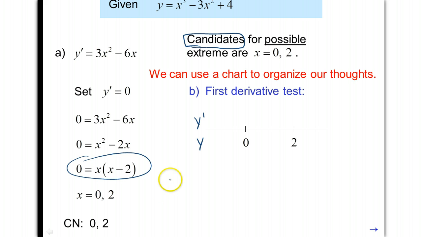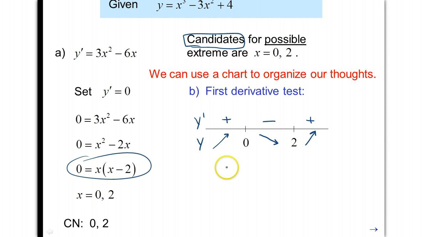So if you check, say, -1, you're going to get a positive value. If you check 1, you're going to get a negative value. If you check 3, you're going to get a positive value. If y prime is positive, that implies that your function is increasing. If it's negative, your function is decreasing. If it's positive, your function is increasing. And I need you to show me this work, because you can look at it and see where you have a relative extrema.